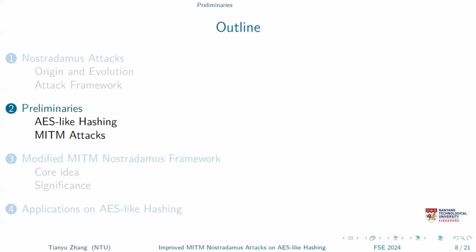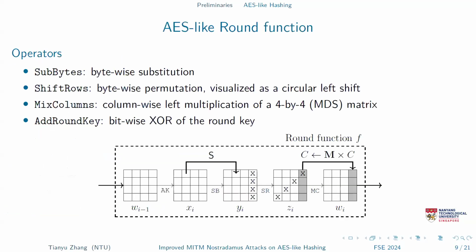So maybe I will then introduce some preliminary knowledge of this work. First is the AES-like hashing, which has been repeatedly introduced during the conference, so I won't dig into the details. Basically the round function has four operators: SubBytes, ShiftRows, MixColumns, and AddRoundKey. I'm assuming this would be pretty clear for you guys right now.